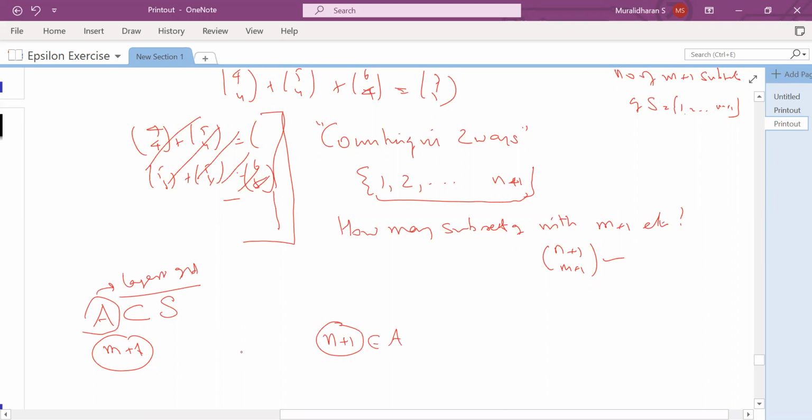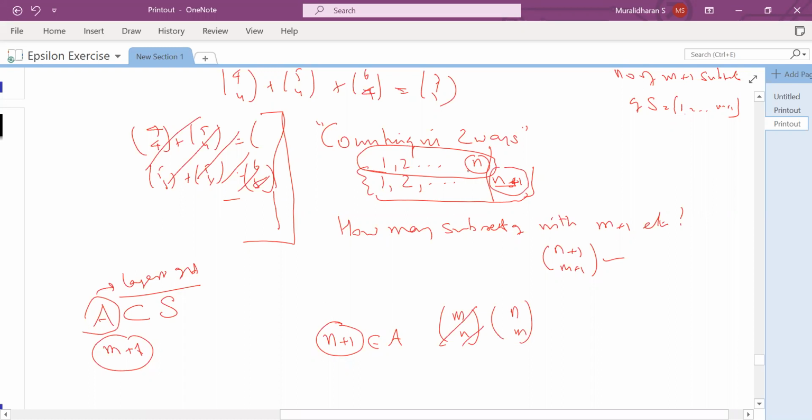So how many more elements do I have to add? n plus 1 is already there, so I have to add m from the remaining ones. Therefore, I have nCm. Sorry, there are nCm subsets with n plus 1 as the largest element.